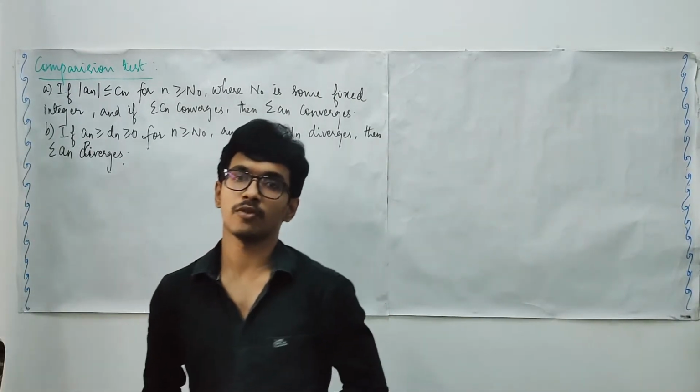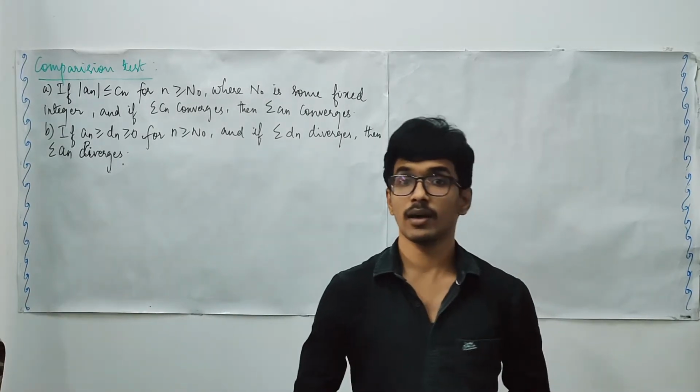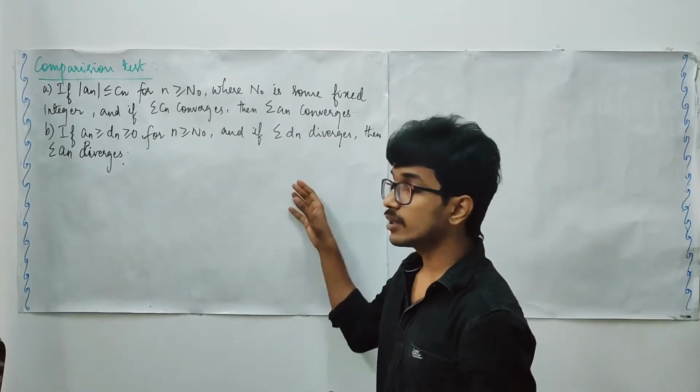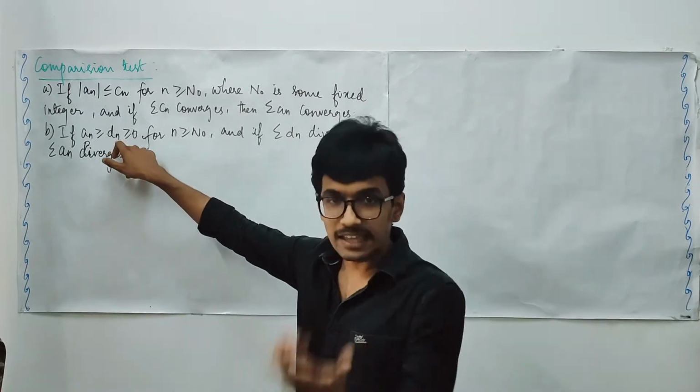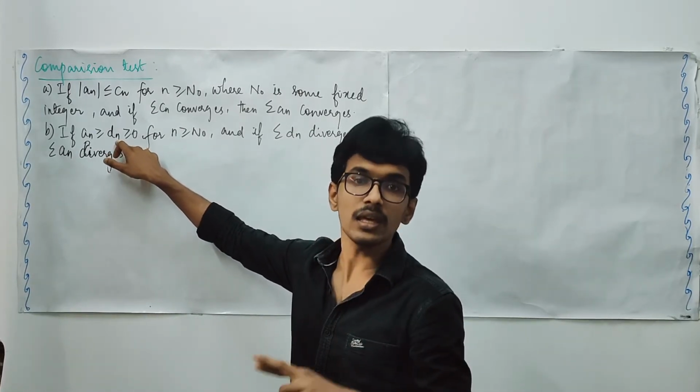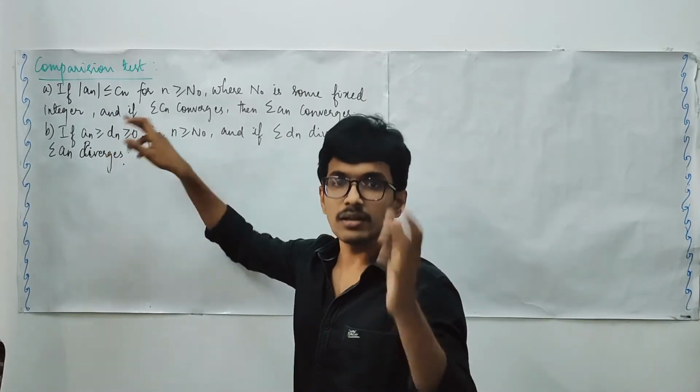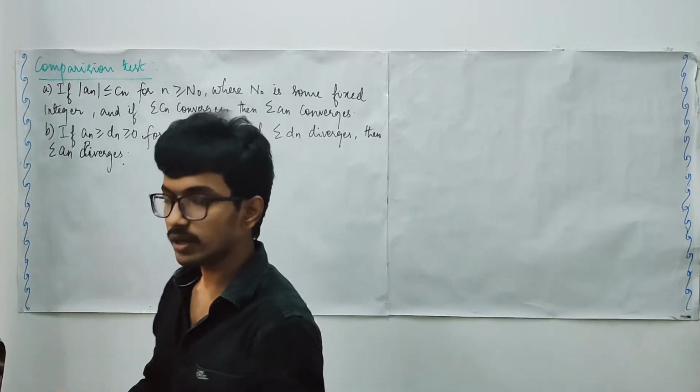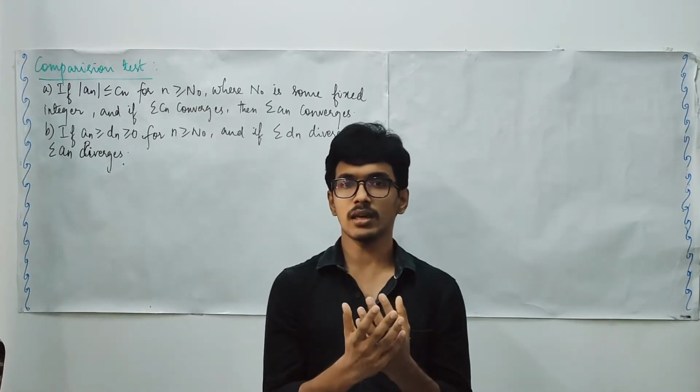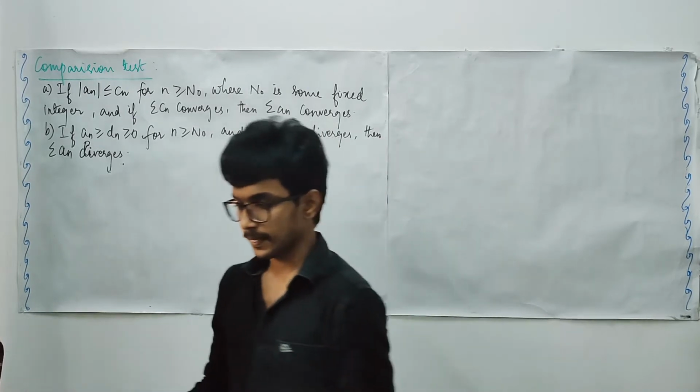That is what we have proved in the first part. And in the second part, when the series with smaller terms diverge, the series with the bigger terms must also diverge, right? That we can easily assume and see. Let us see a few problems to illustrate the comparison test.